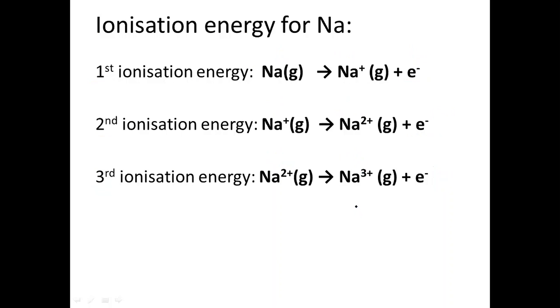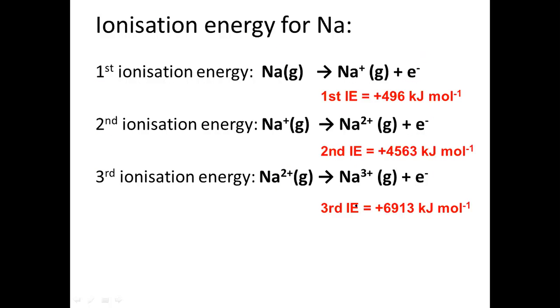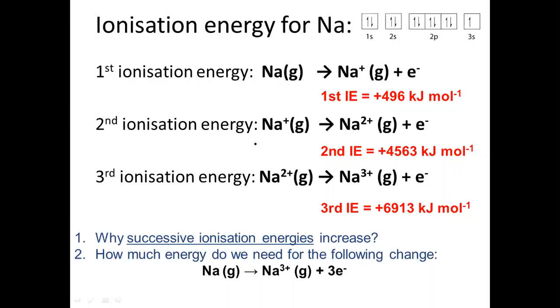Okay, so these values have been measured, and these are the values for the first, second, and third ionization energy. What can you tell me about these values? So you can see that the successive ionization energies increase. So it's easiest to remove the first electron, and then a bit harder to remove the second electron, and harder to remove the third electron. Okay. Now think of it, why do you think that is?